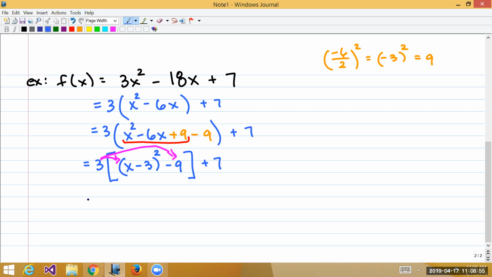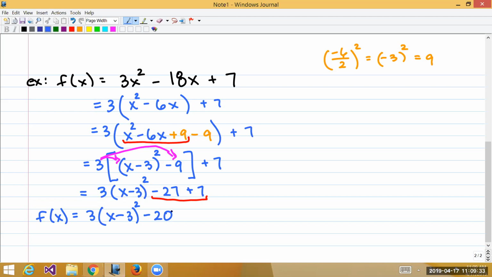Okay, so let's see, what do we get? Now, we don't want to open up this set of parentheses. That wouldn't make sense. We'll just go ahead and multiply the 3 in front. So that gives us 3 times x minus 3 squared. And then 3 times negative 9 is negative 27. And then on the outside, plus 7. And now we see that these two are like terms. So we can go ahead and combine those. So we are left with f of x equals 3 times x minus 3 squared, negative 27 plus 7 is minus 20. Now we have it in standard form.